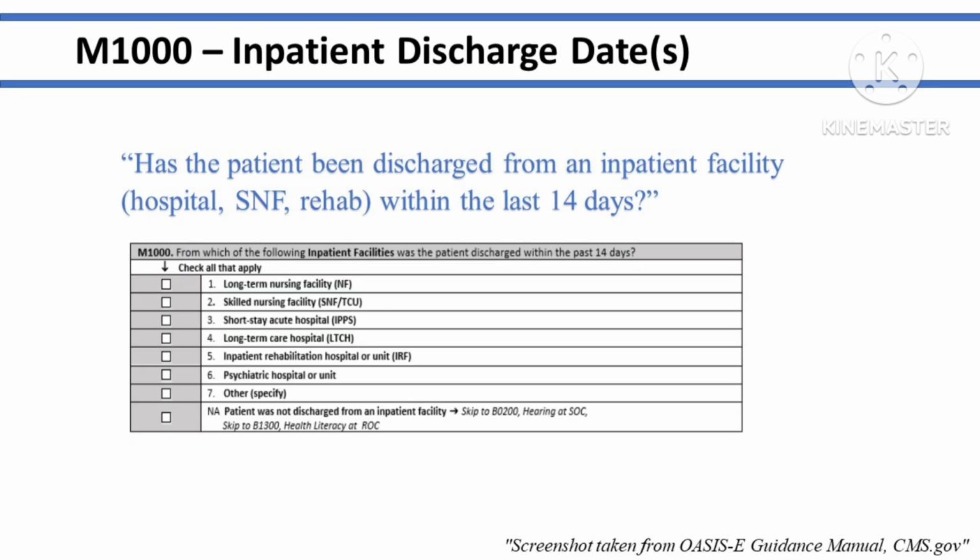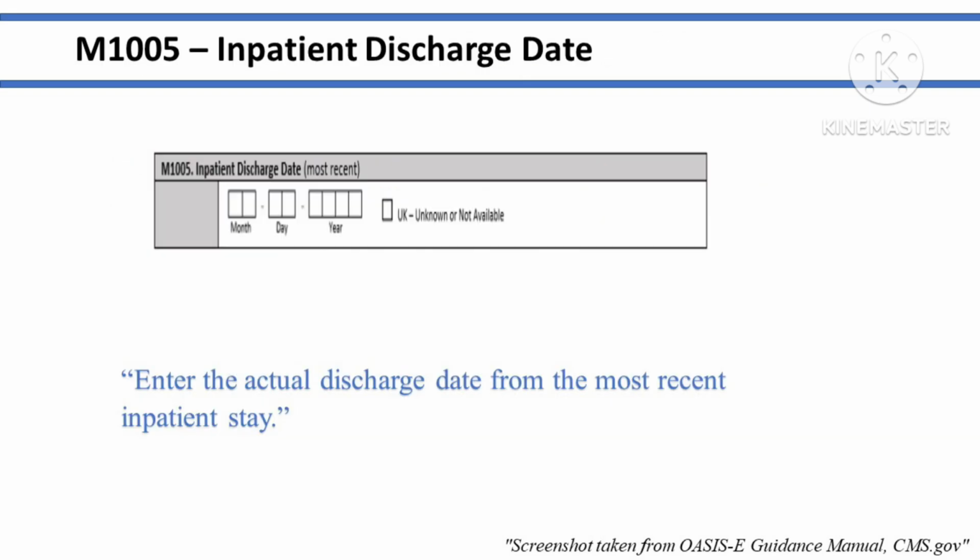Next section is M1000, inpatient discharge dates. Has the patient been discharged from an inpatient facility like a hospital, SNF, or rehab within the last 14 days? If the answer to this question is yes, then we need to select the appropriate response for where the patient was discharged from in the past 14 days. Admission source impacts payment grouping and case mix weight. The coder must confirm the discharge date aligns with PDGM categorization and is supported by documentation.